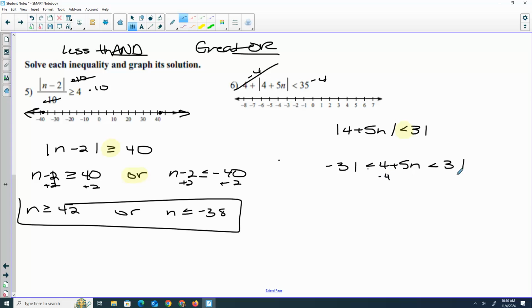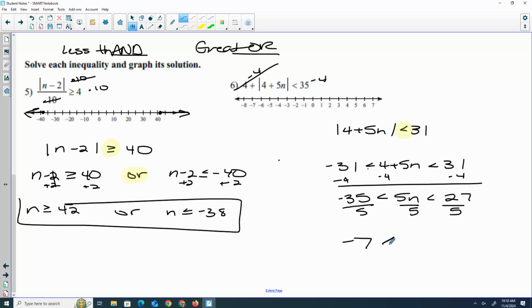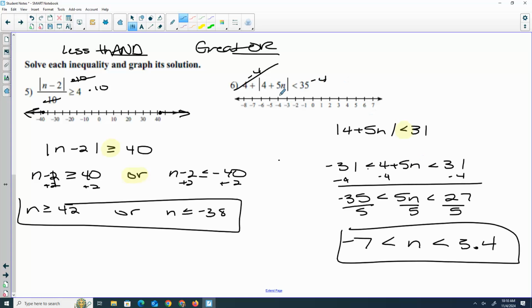So we subtract 4 from everything. Negative 35 is less than 5n is less than 27. Divide everything by 5. So negative 7 is less than n is less than 27 over 5, doesn't work out perfectly, but what is it, 5.4? So, no equal to, so open circle at negative 7, open circle at 5.4, and we are just in between the 2.